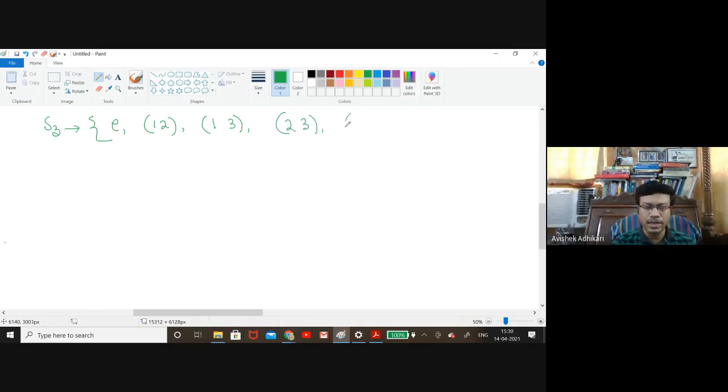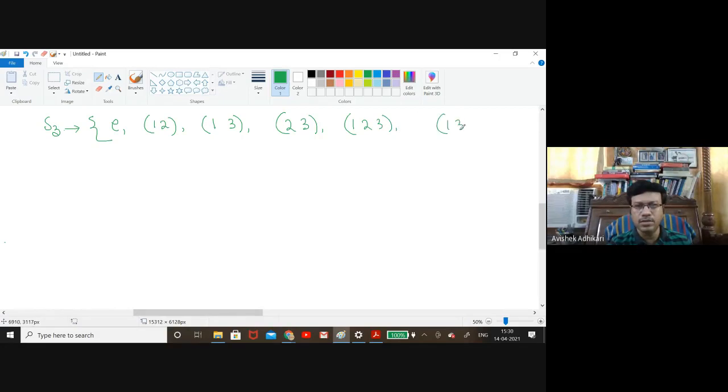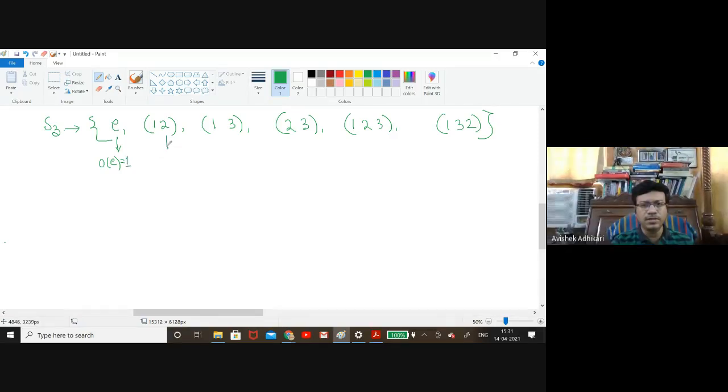(2 3). And then what are the remaining two elements? Can anybody tell me? (1 2 3) or (1 3 2). Very good. So they are the 6 elements. Now, what is the order of this element? Order of E is how much? 1. Now, let us try to find the order of (1 2). Can anybody tell me what is the order of (1 2)? 2.